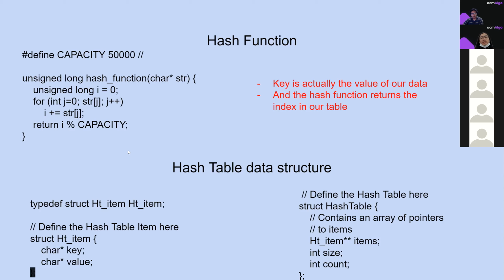The second thing is going to be the data structure of a hash table. You're going to need the keys and values as characters, and also the structure of the hash table itself, which contains an array of pointers that point to them, so you can double check, and also size and count to keep track of the size of the hash table. And go to the next slide.